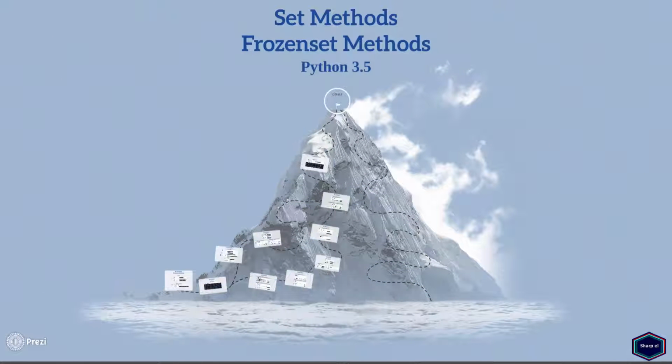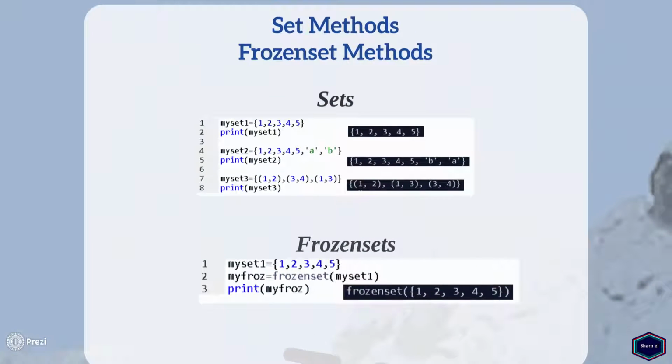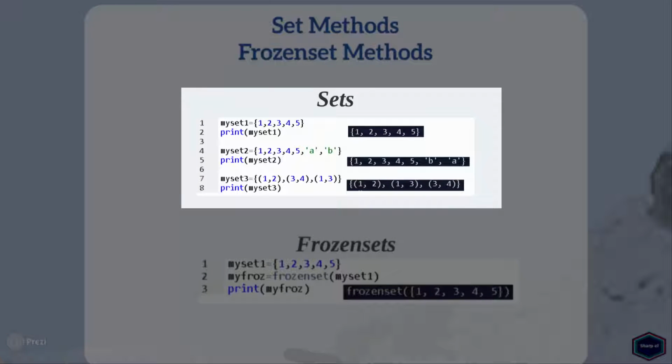In this tutorial, I will cover all set and frozen set methods. Set and frozen set are two different built-in data types in Python. And like everything else in Python, set and frozen set are also objects. A set is an unordered collection of unique items, and unlike sequences, they provide no indexing or slicing operations. A set can only contain immutable objects like numbers, strings, tuples, or frozen sets.